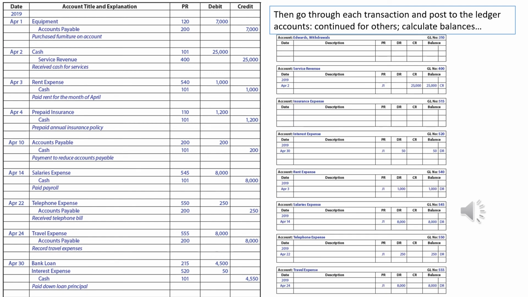As we continue this process, we also have Edwards withdrawals, service revenue, insurance expense, interest expense, rent expense, salaries, telephones, and travel expense. You will notice some of the accounts do not have any transactions, but it's also a good habit to make sure you go through all the possible revenues, expenses, and other accounts that the organization may have. Once you've done this and made sure that you've posted all the journals to the relevant ledger accounts, you would just do one last review to make sure each of your ledger accounts have a closing balance that you can then bring forward in the next step.